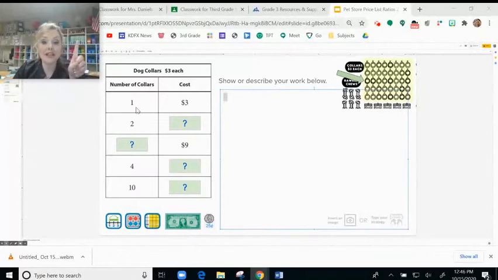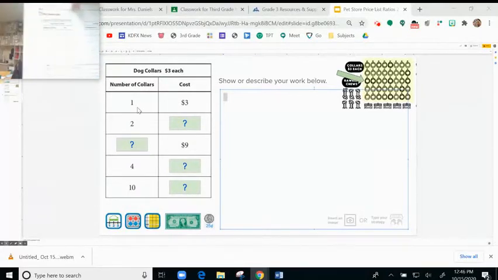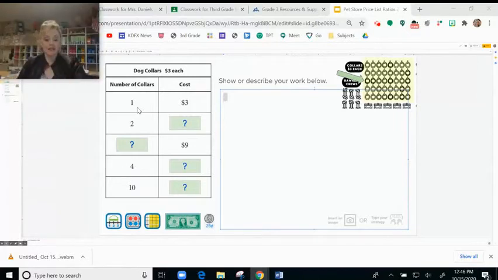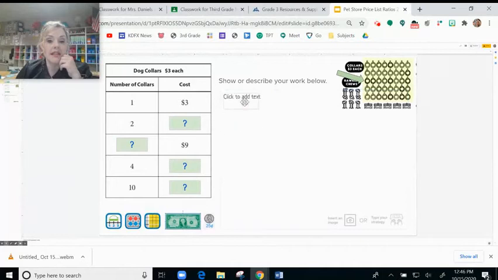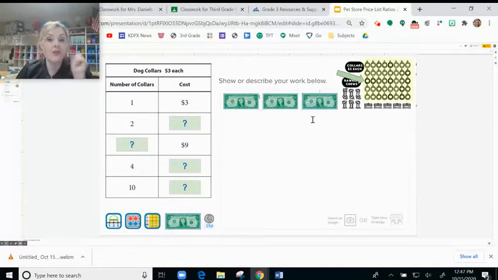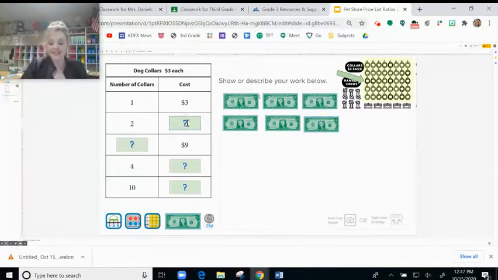All right, so if we have 1, so you should be on page 60. Following along on page 60, we're right here in the times, or the $3 each dog collars. If 1 dog collar is $3, then 2 dog collars would be, let's see, here's 1, 2, that's 3, right? So that's for 1. So then if we wanted to do 2 dog collars, how much money would that be? And as you see, we're just moving the dollars over, and the answer is $6.